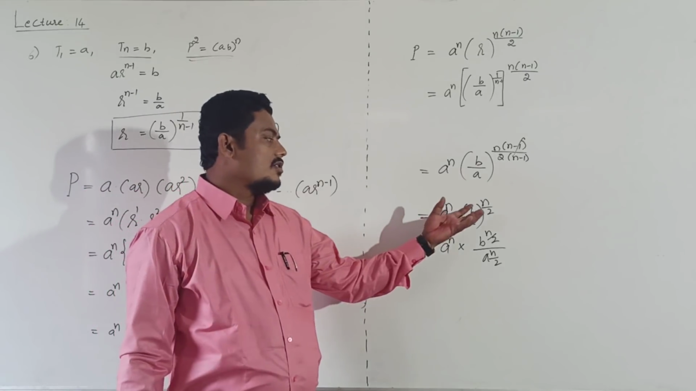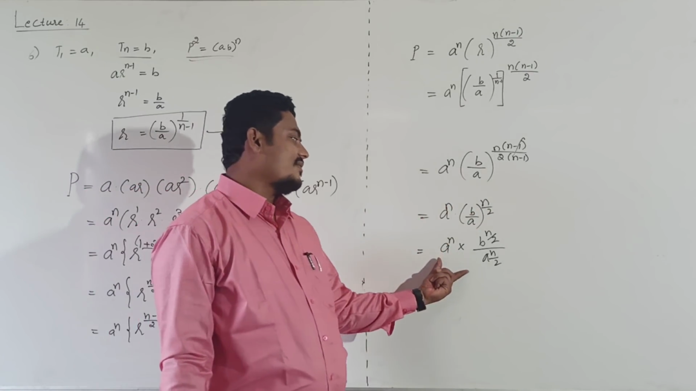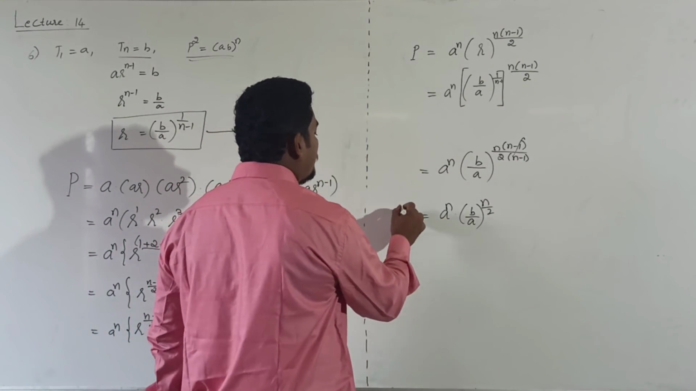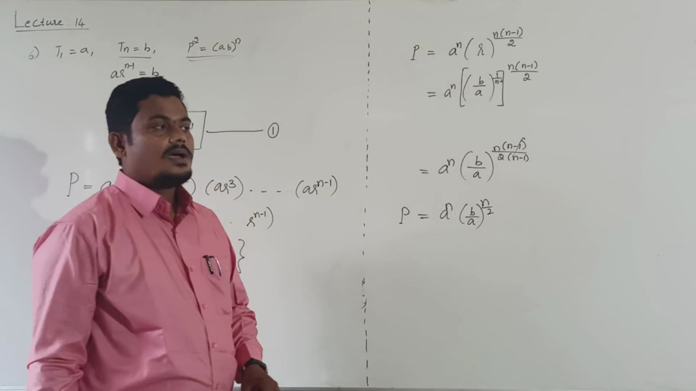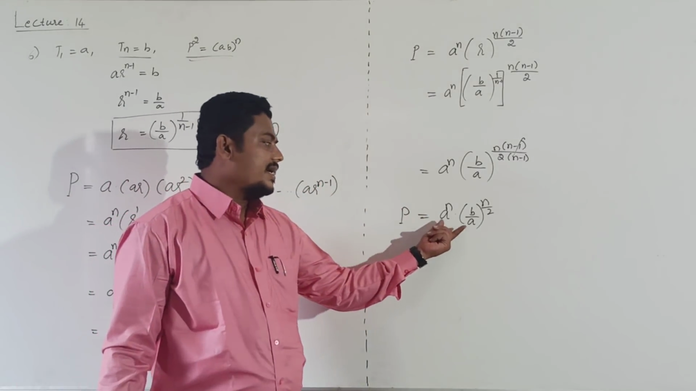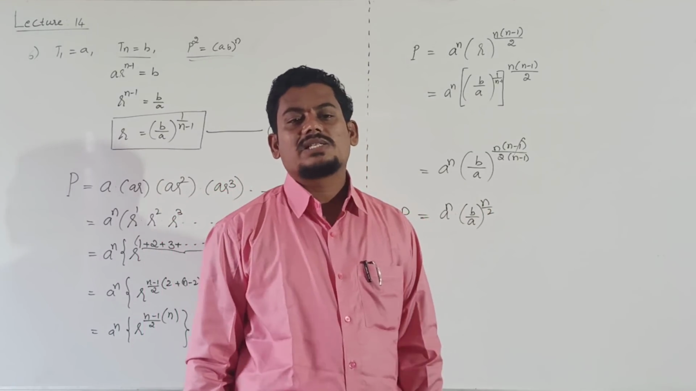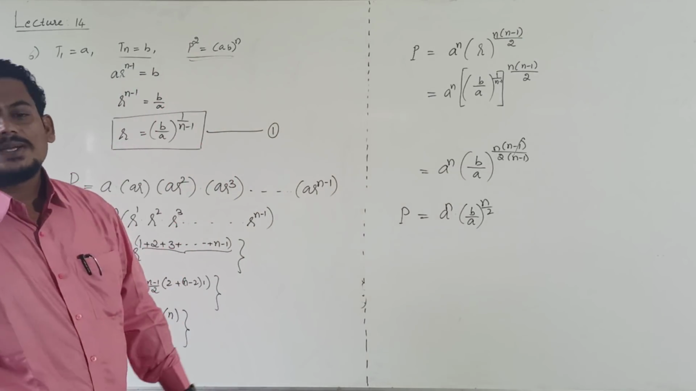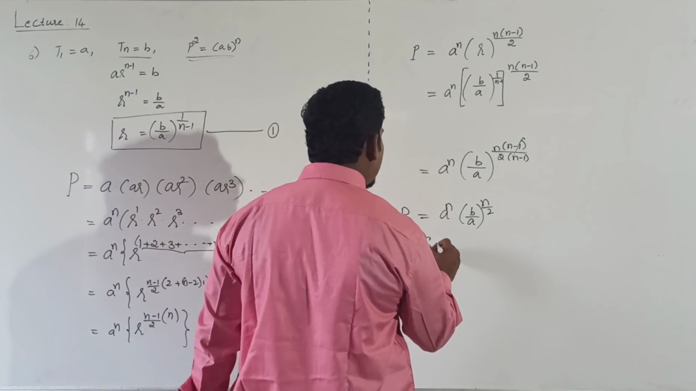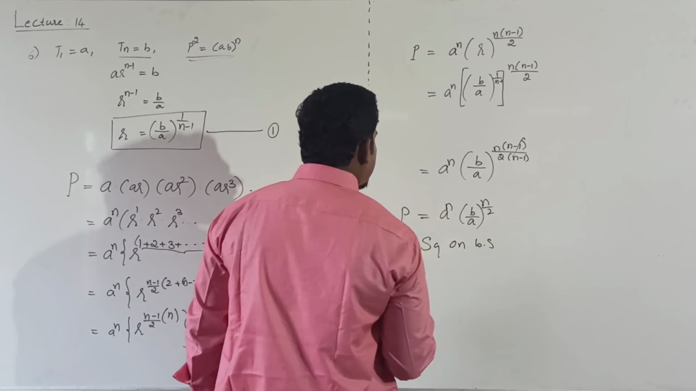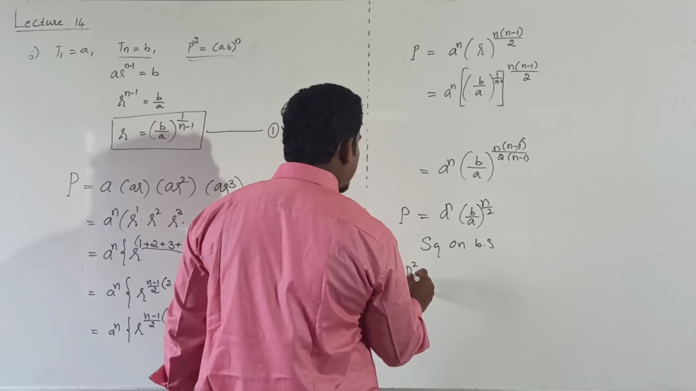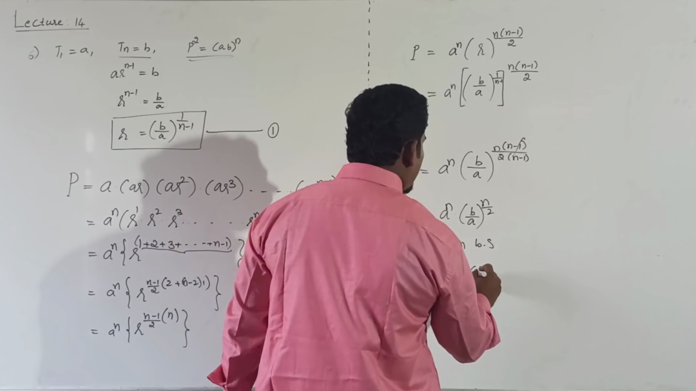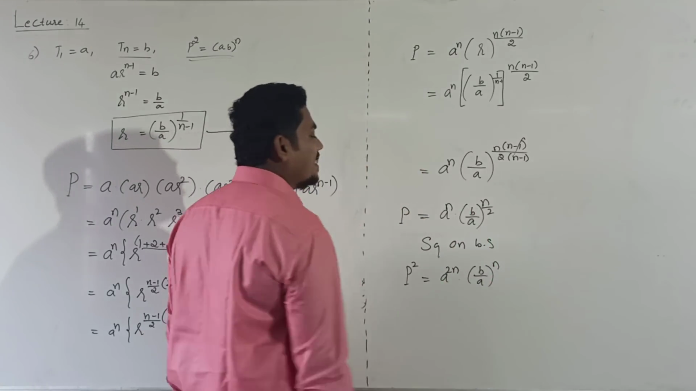Or else, before this step, square on both sides, because we need the P squared value. After getting a^n into (b/a)^(n/2), square on both sides. Why? Because we need to prove P squared equals (ab)^n. Squaring both sides, capital P squared is equal to a^(2n) into (b/a)^n, because n by 2 is there.